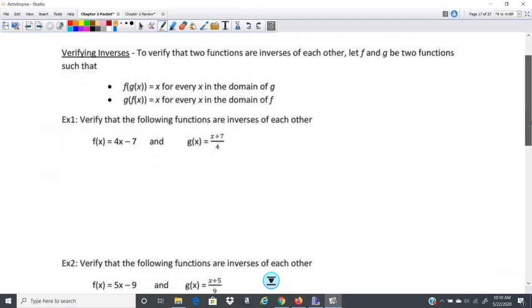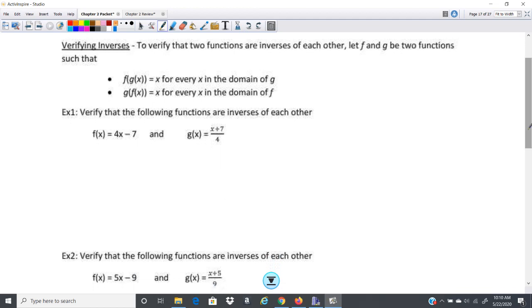Okay, next thing we're looking at is verifying inverses. So you've got two procedures for this. The first one, of course, is just to find the inverse of a function. The second one is to do a composition, f of g of x and g of f of x. If you do that and you just get x remaining, then the two functions are going to be inverses of each other. So let's do that with example 1 and 2 here.